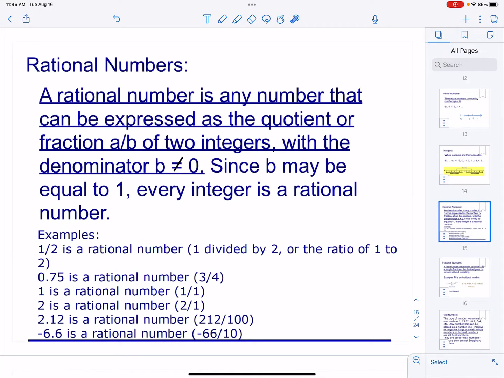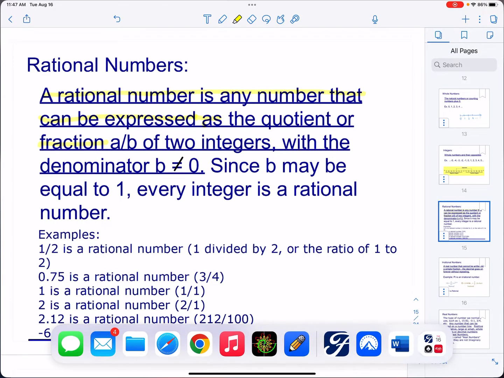Okay, the next set of numbers, and this is the biggest set that we deal with, rational numbers. A rational number is any number that can be expressed or written as the quotient or fraction a over b of 2 integers, with the denominator b not equal to 0. So really what's important in this particular problem is a rational number is any number that can be expressed as a fraction. That's what I need you to remember about rational numbers. So any number that I can write as a fraction, that's going to be a rational number.